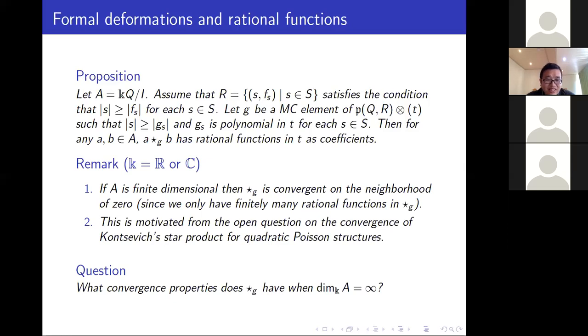Okay, and so at the end of the talk, I would like to ask a question. What about the infinite dimensional case? Compared with the first remark, we know the star product is always convergent near 0, but what convergence properties does a star product have when A is infinite dimensional? For this, I think we might try to prove that the number of rational functions appearing in the star product is finite, I mean, up to polynomials. Or maybe it's not finite, but maybe the number of poles is finite. So anyway, this is our ongoing work. So yeah, thank you very much.